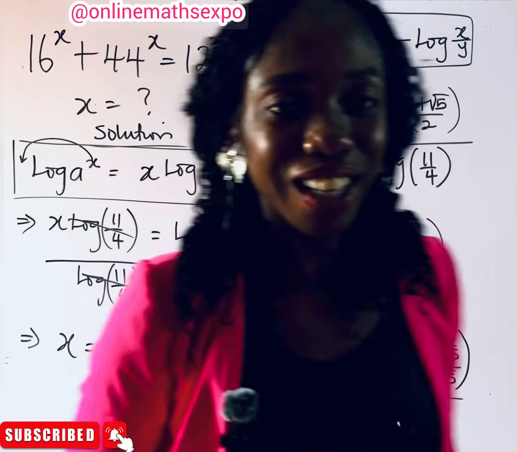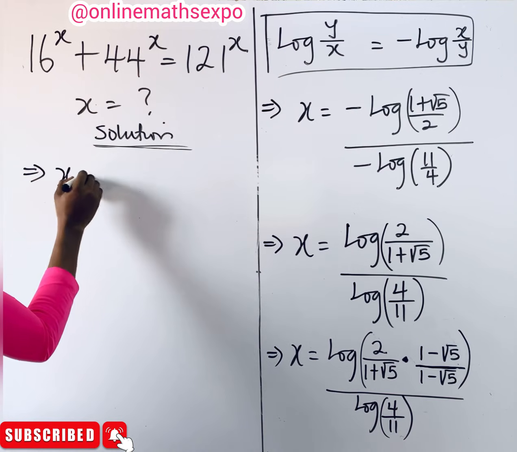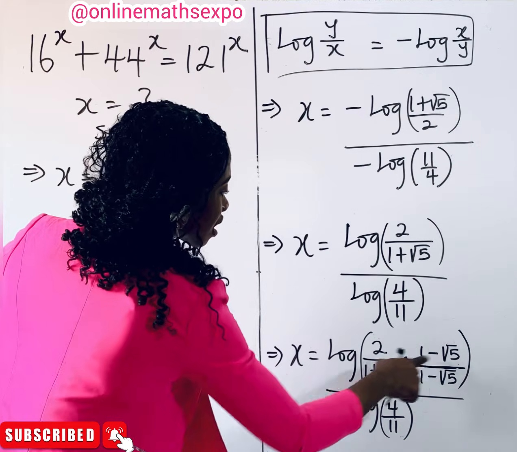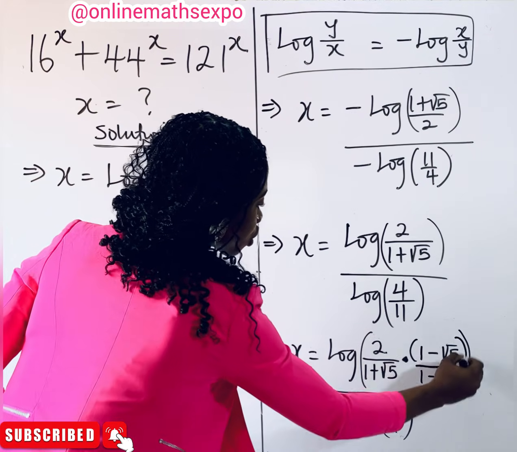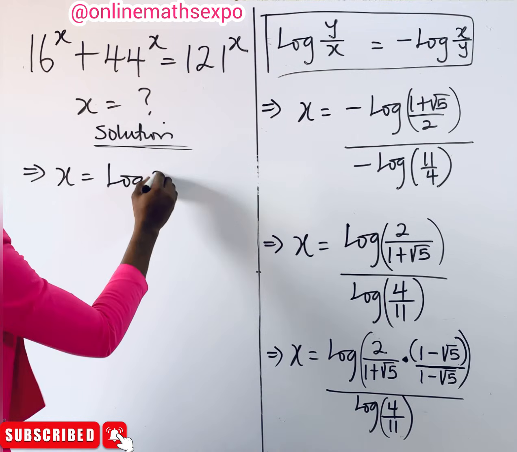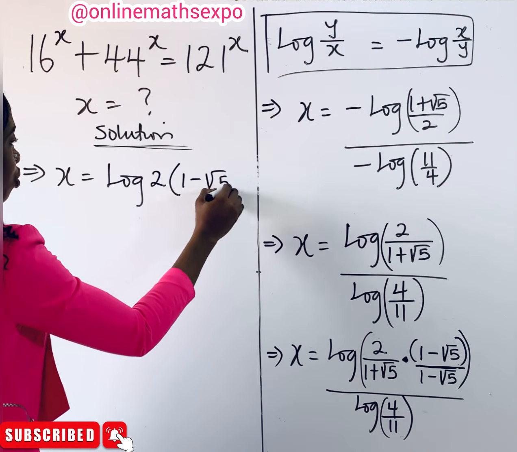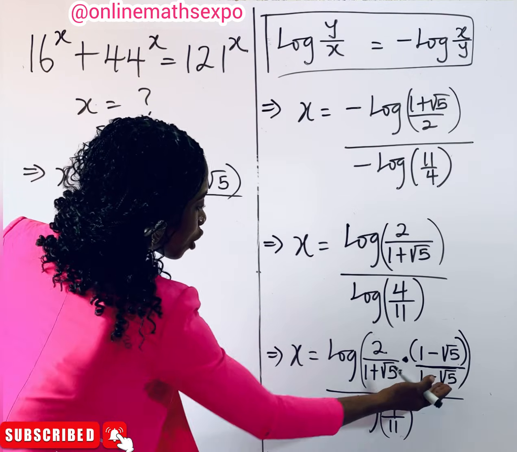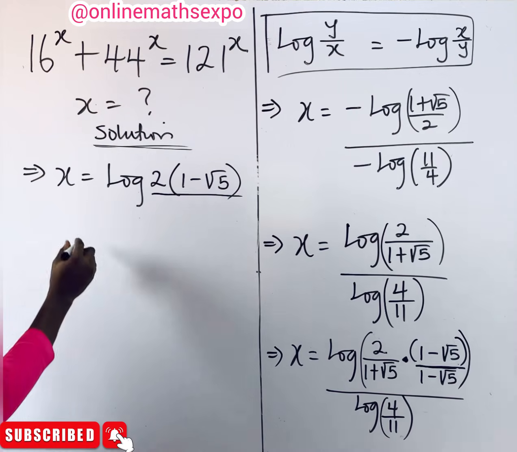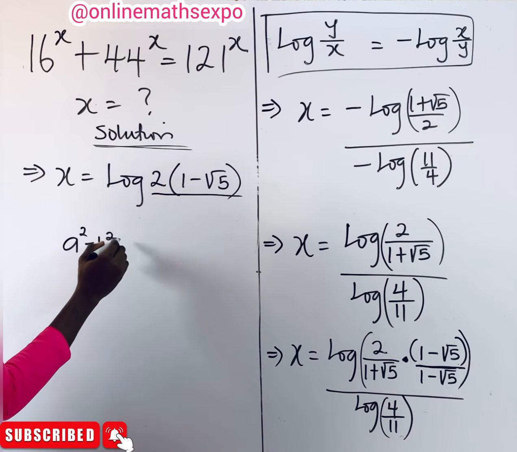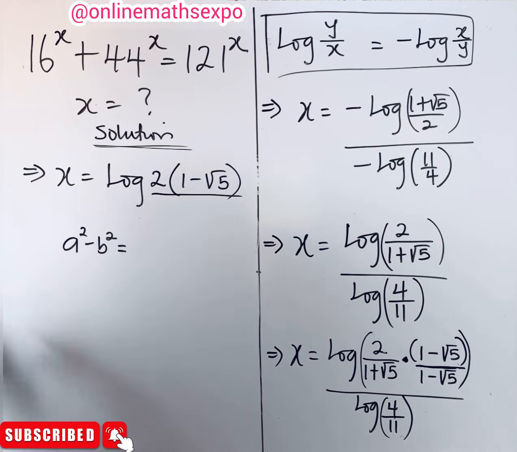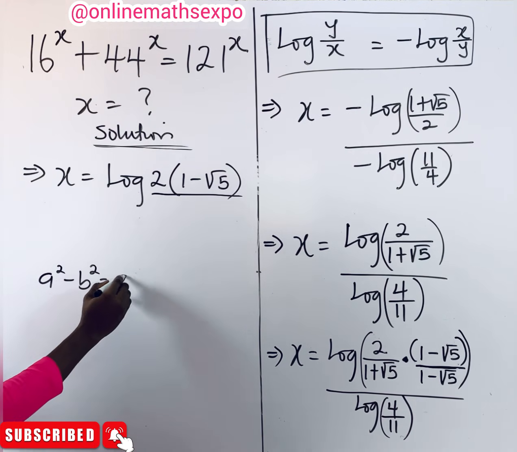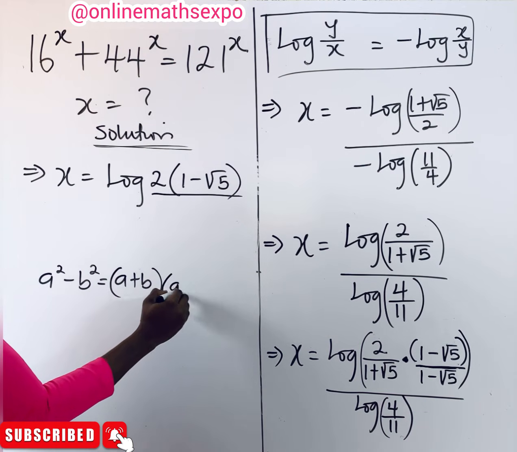Now, simplify further, we have x as log of, now we are going to use this, remember this is an expression, okay? So this 2 is to multiply the two terms. So we're having it as 2 into 1 minus root 5. Did you see that? Okay, divided by, now when you look at the denominator, you remember this. There is something we call difference of two squares, and it says when you have it this way, let's bring it down. If you have a squared minus b squared, it means a plus b and a minus b.